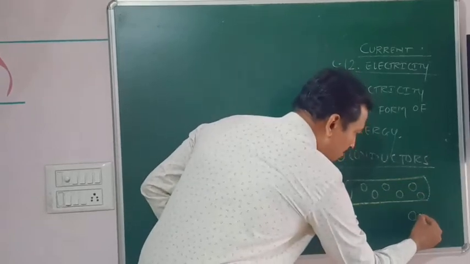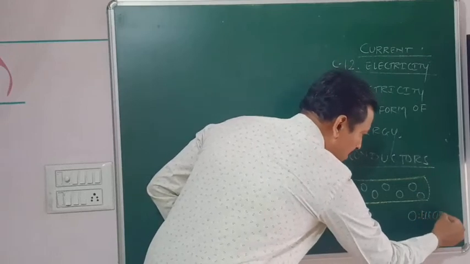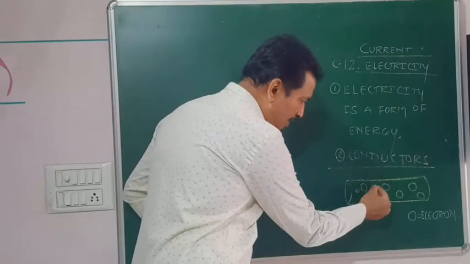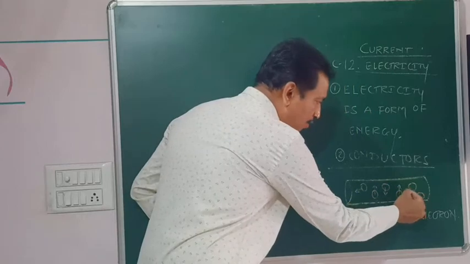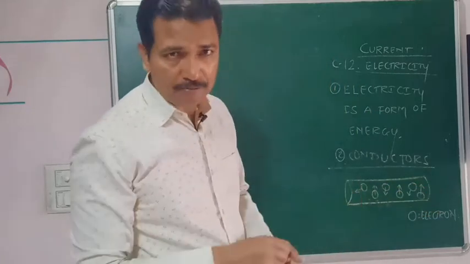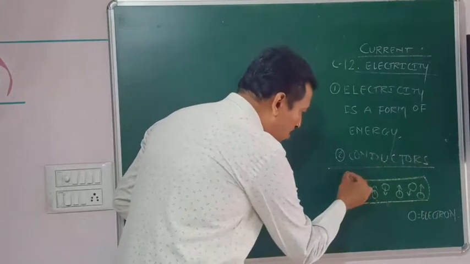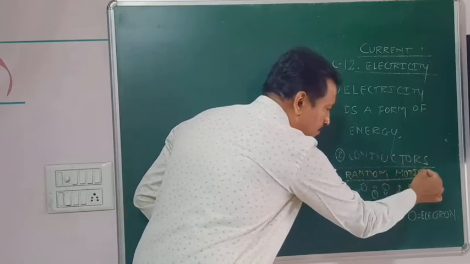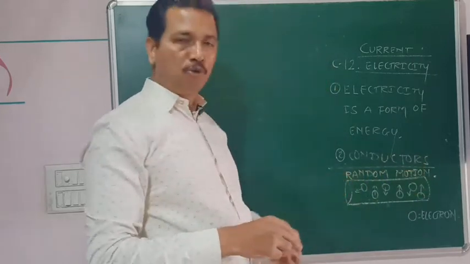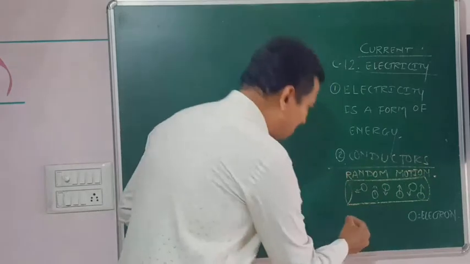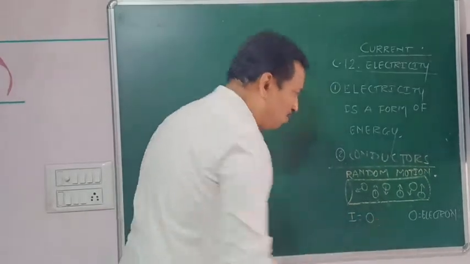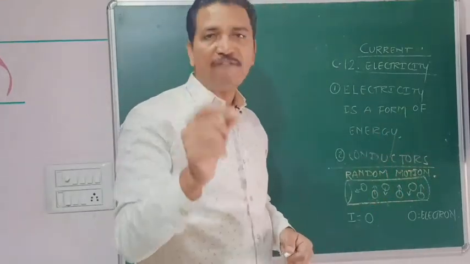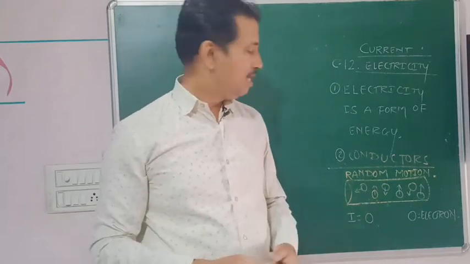We all know these are free electrons. So this symbol is for electrons, and these electrons are always moving in any direction with any speed. Such a motion is called random motion. So because of random motion, no current. The current is zero since the motion of electrons cancels out and the net effect of random motion becomes zero.